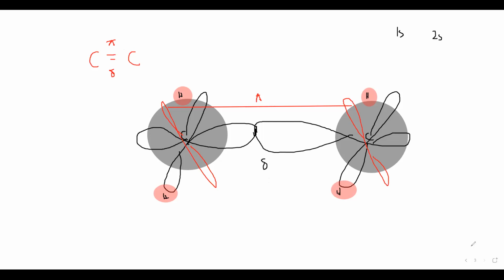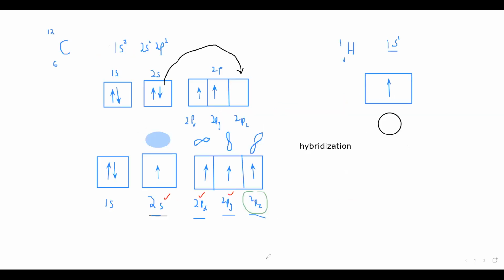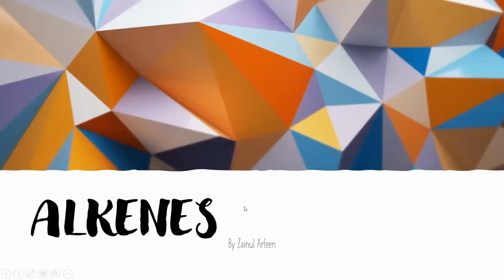Is it clear now? The formation of the bonds in alkene.